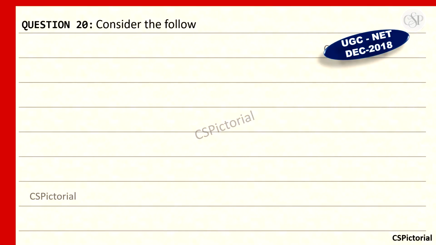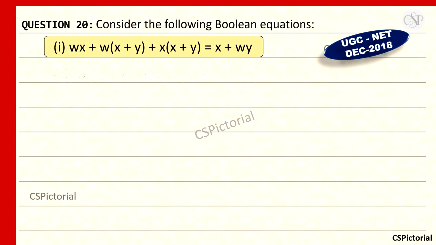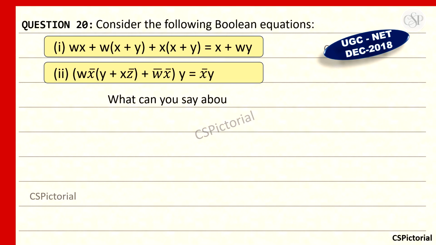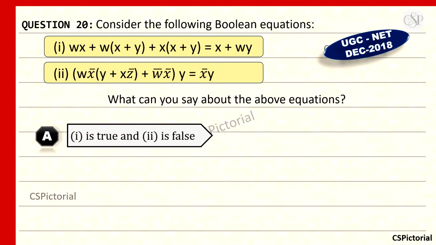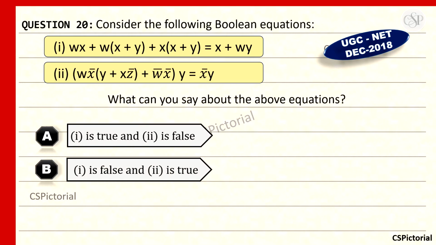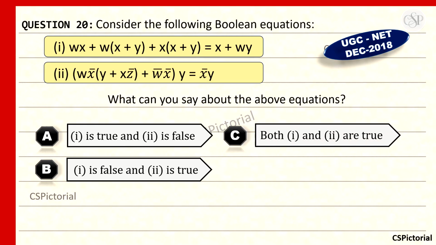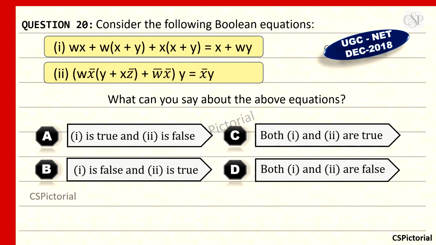Consider these Boolean equations. We need to find which of these two expressions could be proved true. The answer is option C, both 1 and 2 are true. Let's check out how it is proved.